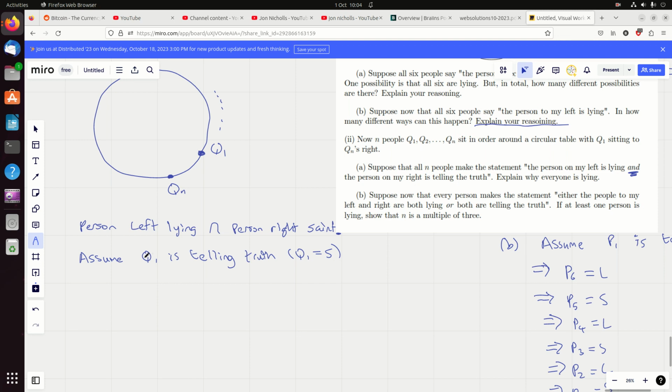Okay, so if Q1 is a saint, then what do we know? Well, he's definitely telling the truth about the person to the left of him is lying, so Qn is lying, and Q2 must be a saint. Yeah? Now, okay, this seems all right at first, so far so good, but then what about Q2? Now, if Q2 is a saint, then Q1 must be a liar, and Q3 must be a saint. Yeah? This is impossible. This is inconsistent because we assumed Q1 equals S. So this is inconsistent.